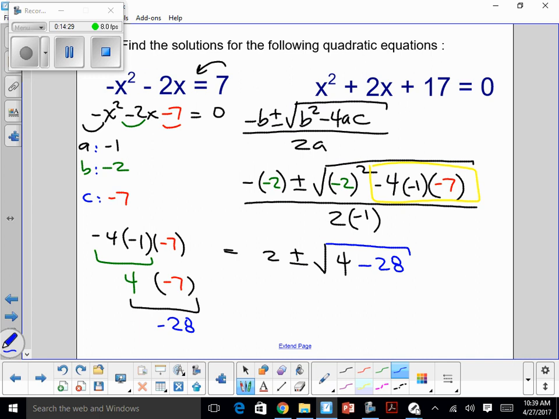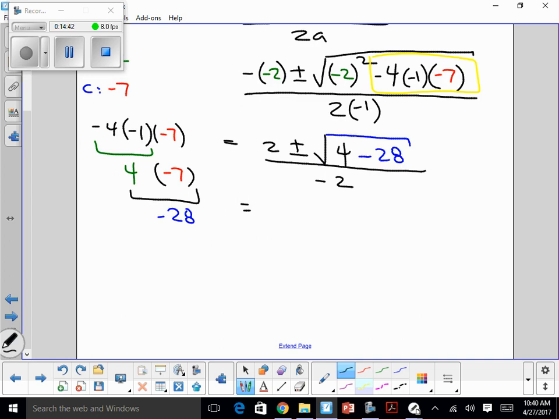All right, and then on the bottom, someone say 2 times a -1, please. It's going to be a -2 there. Let me get some calculators. Well, no, I'll finish it off, then I'll get the calculator.